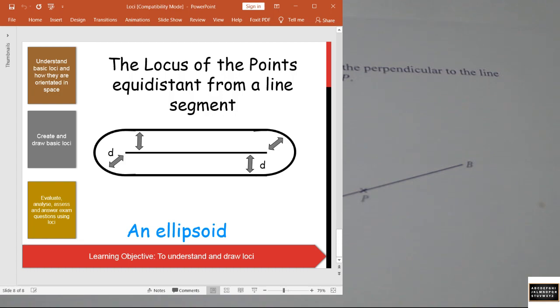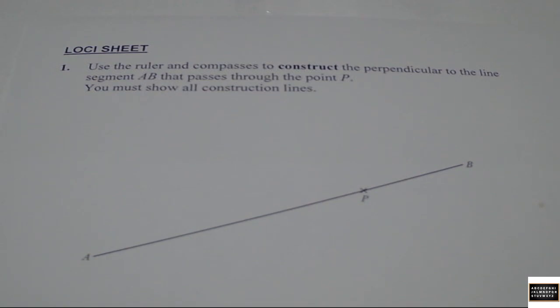So back onto the exam questions, and let's talk a little bit about the exam question that you've got in front of you here. This is asking you to use a ruler and compass to construct the perpendicular to the line segment AB that passes through the point P. And it says, very importantly, you must show all construction lines. That's very important for all loci questions. You'll always need to show your construction lines.